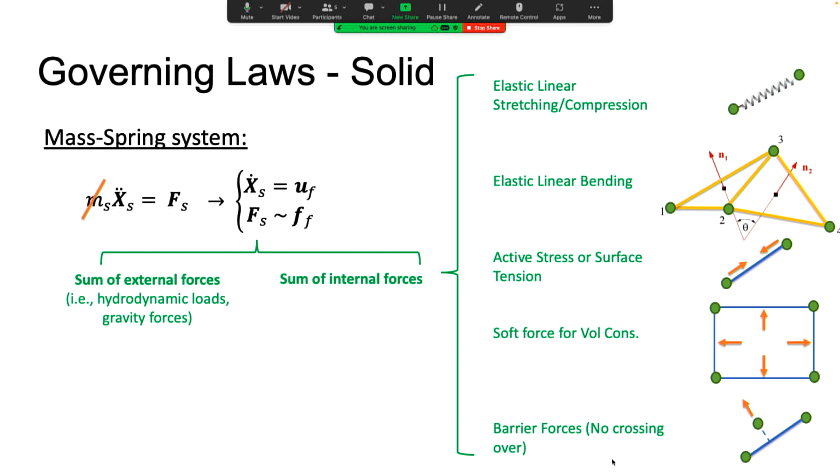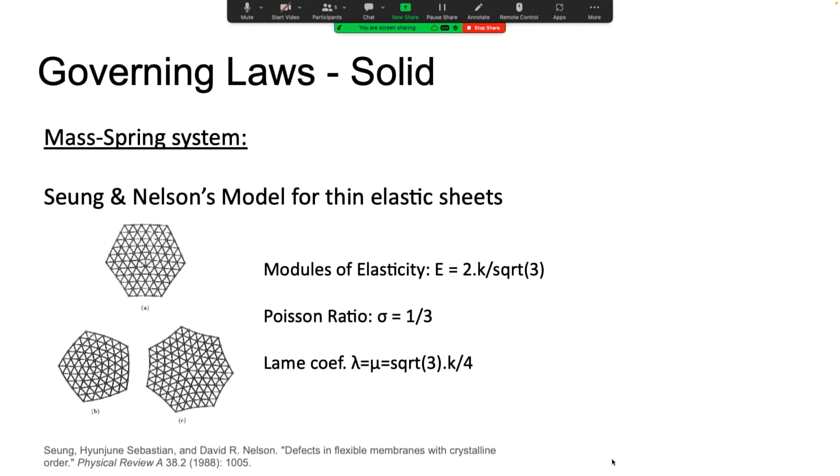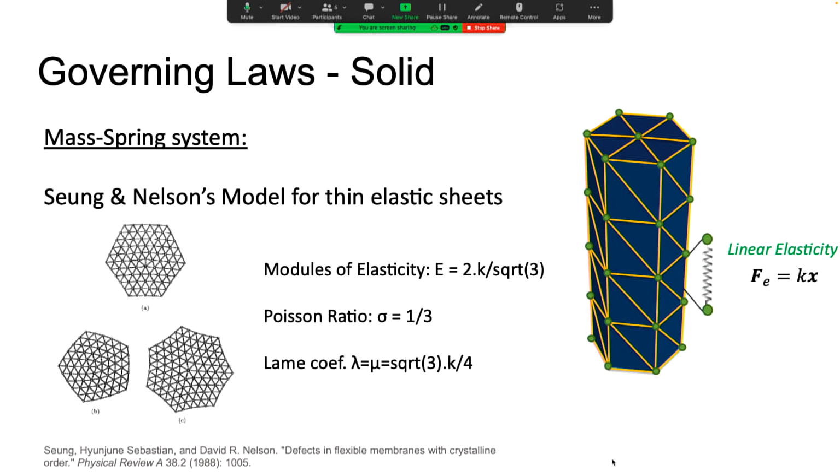There are multiple models that go from a mass spring system to a continuum system. The one that we chose to apply in our work is Seung and Nelson's model, which is particularly useful for thin elastic sheets, which we believe our cells are. It doesn't care about the bending, but it cares about the stretching and the compression. And these are the equivalent continuum properties that it has. The modulus of elasticity is 2 multiplied by the spring constant over square root 3, the Poisson ratio is 1 over 3, and these are the Lamé coefficients. And using this simple system, we can have our cell, which is based on springs connected together with other forces like the volume conservation forces or the surface tension forces.